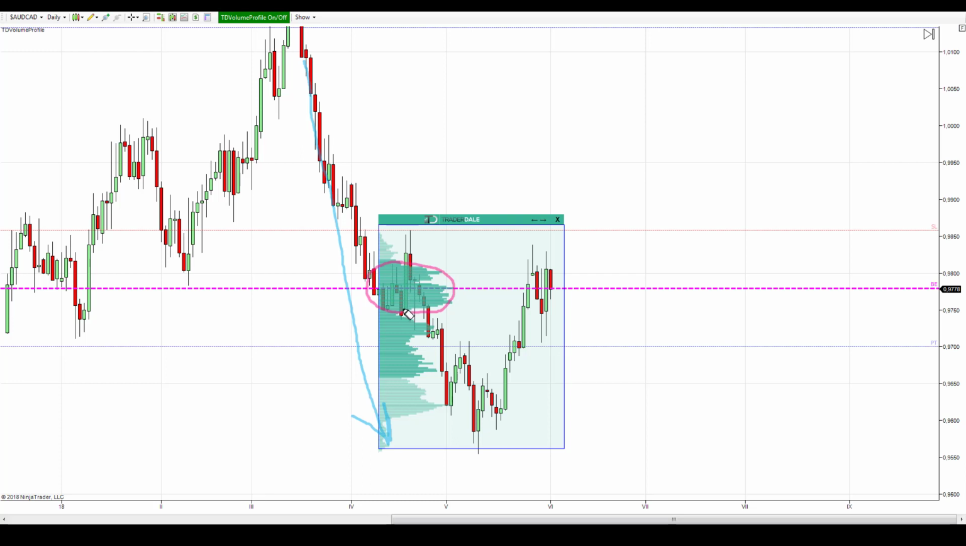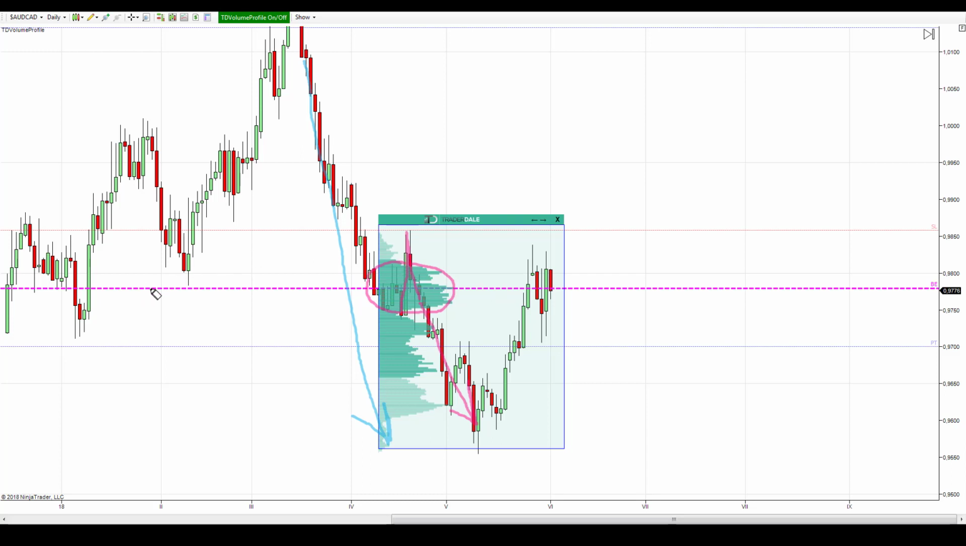What I also liked about this level was this rejection of higher prices, which indicates that strong sellers were aggressively defending their positions, rejecting the higher prices, and afterwards you can see that they pushed the price even lower. So this is definitely a sign of strong sellers accumulating their positions in this area.